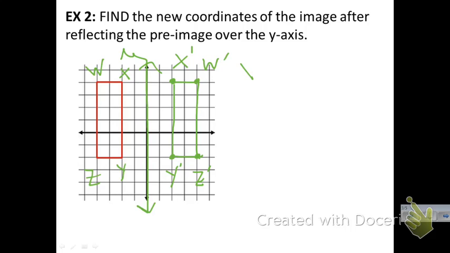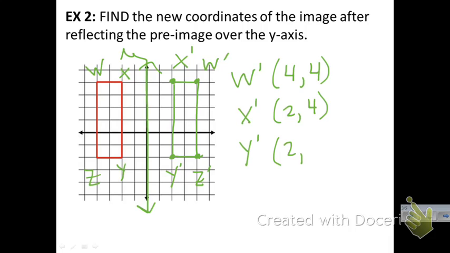I probably should start with W. W prime is over 4, up 4. X prime is over 2, up 4. Y prime is over 2, down 2. And Z prime is over 4, down 2.